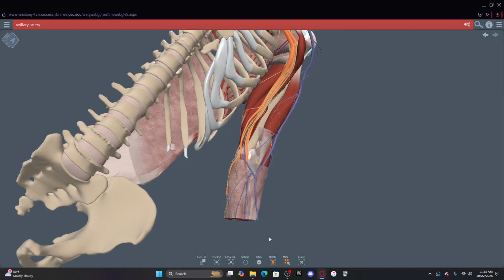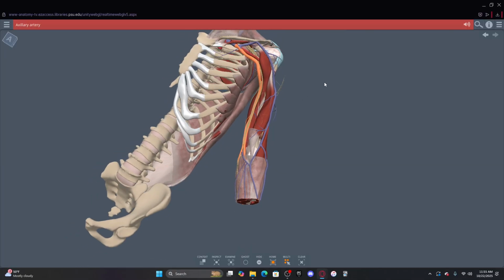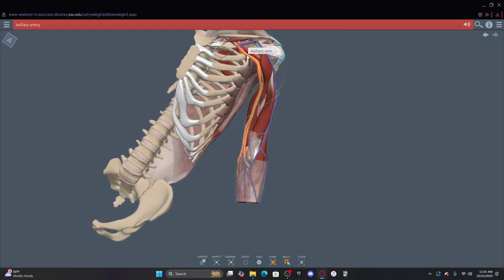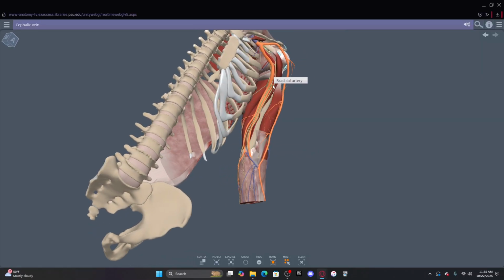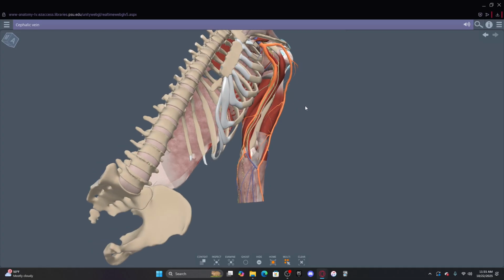All right, and now I'm going to show you the cephalic vein. Right, so coming from the axillary vein, we have the cephalic vein. So I'm going to remove the brachial artery. Right, so we have our axillary vein splitting first to form the cephalic, and then it splits again to form the basilic and the brachial, as we saw.